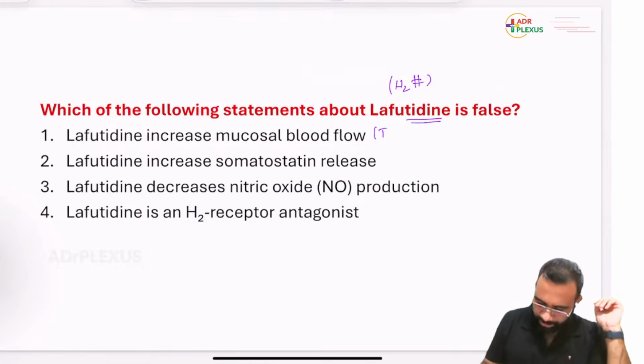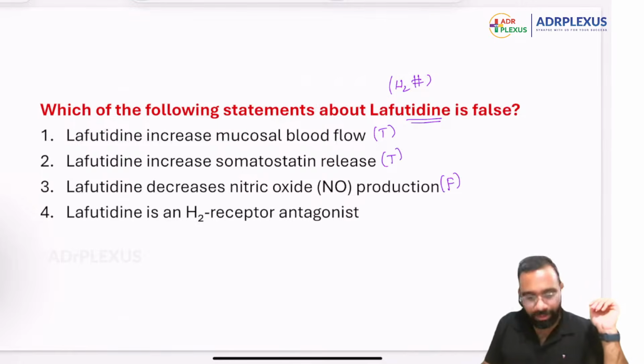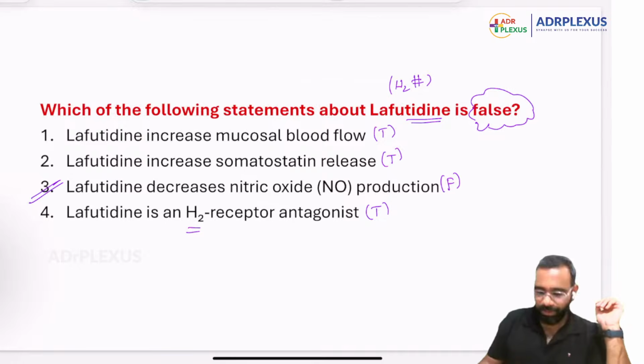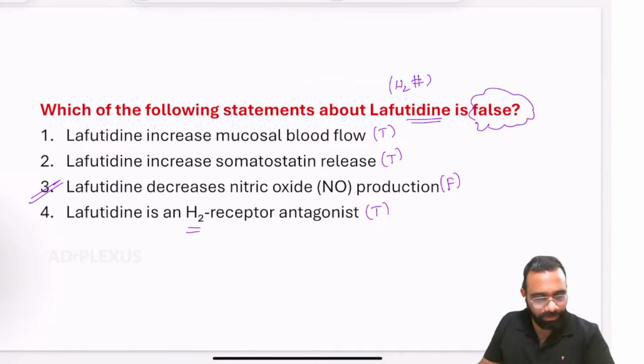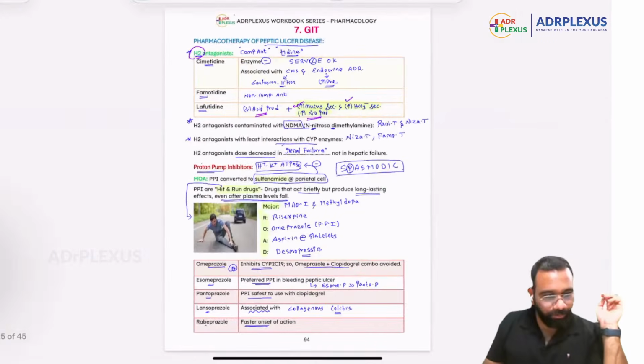This is a true statement. Increases somatostatin release, true statement. It is going to increase the nitric oxide. It is an H2 antagonist. That is also a true statement. So he has asked which of the following is false. This one: it is going to decrease nitric oxide. No, it is not going to decrease nitric oxide. It is going to increase the nitric oxide production. That's all about this lafutidine part.